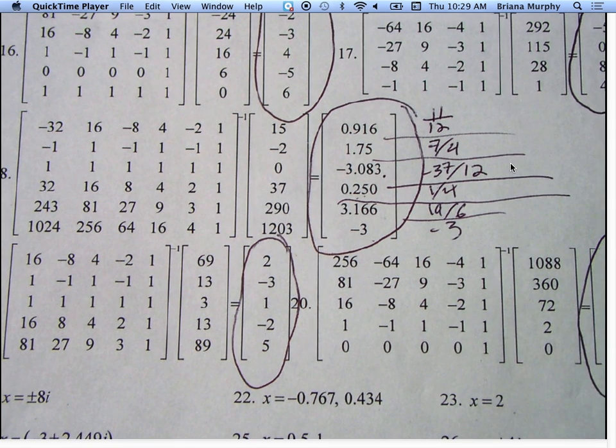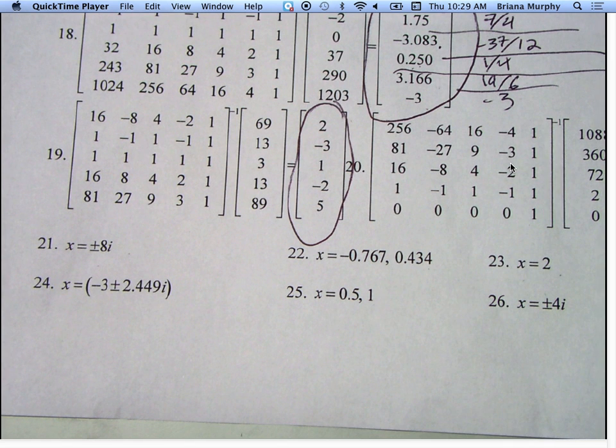Any other questions about the matrices ones before we move on to the last one? Okay. All right. The answers to the last ones are 21 is plus or minus 8i. Number 22 is negative. I wouldn't leave it like this. I'll just put up mine. Hold on. I would make them like.